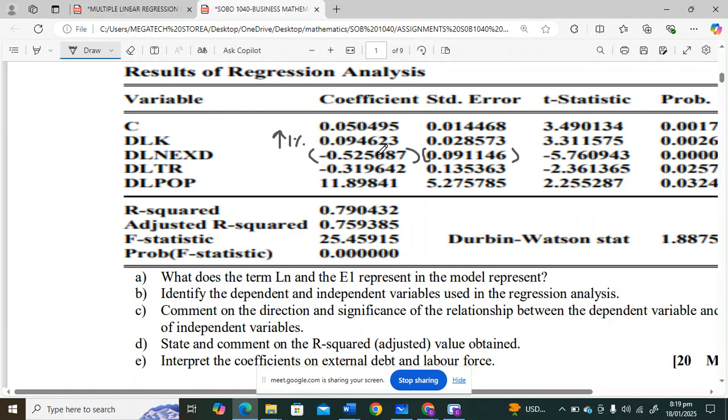The more precise your coefficient is, meaning if you do the test again, you won't get a value that's far from 0.525.